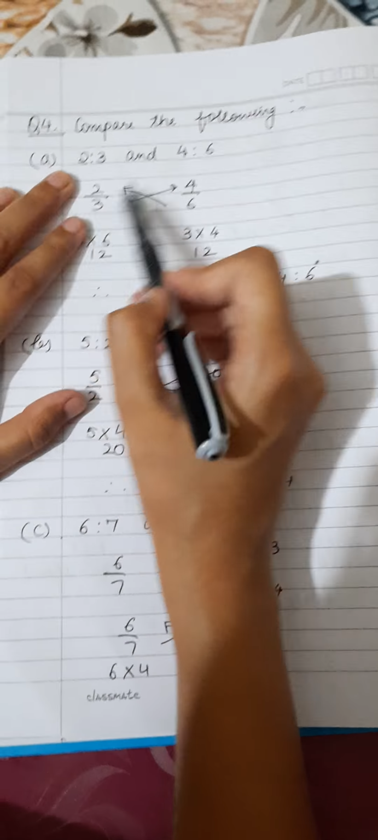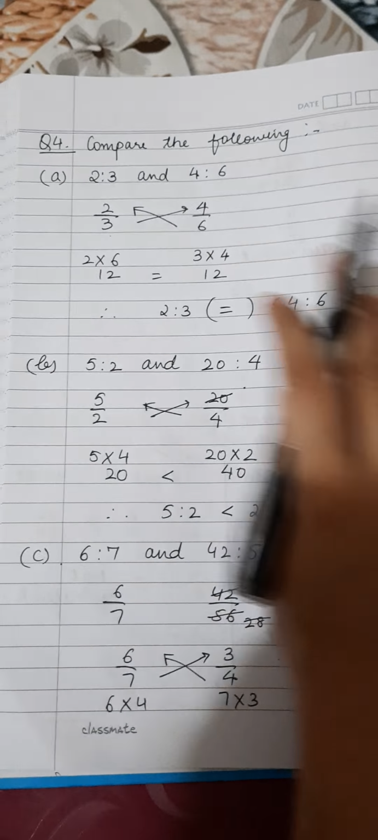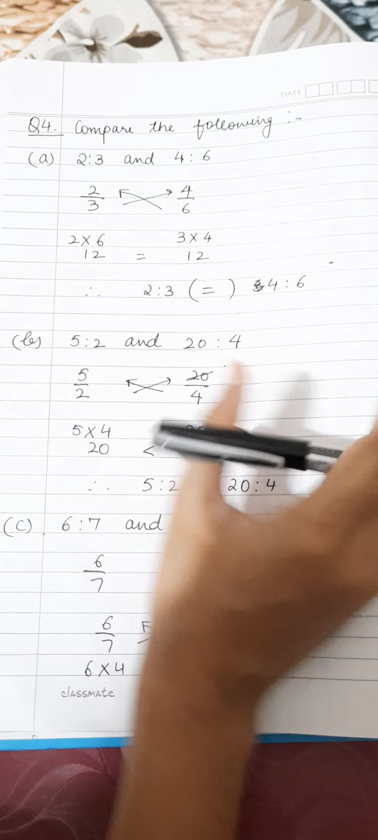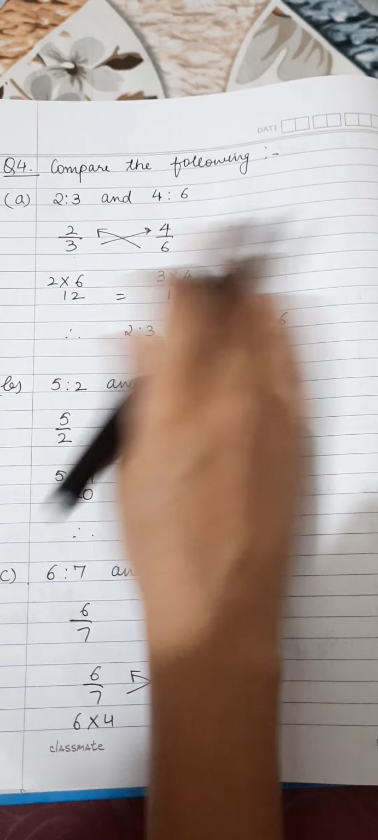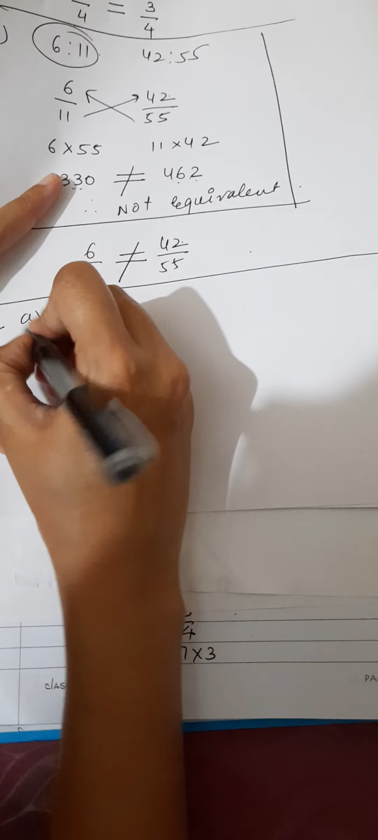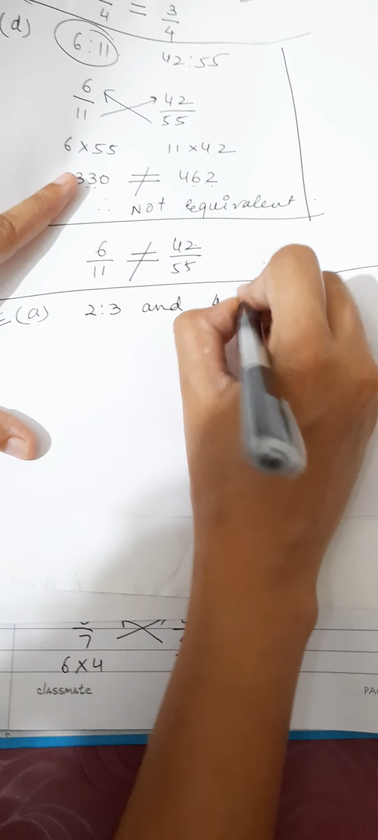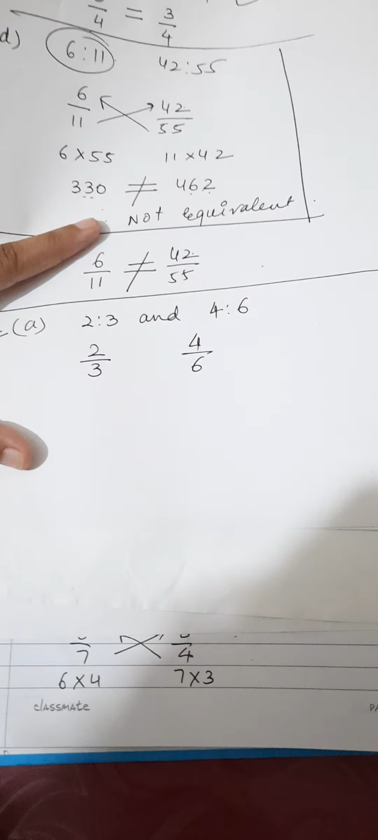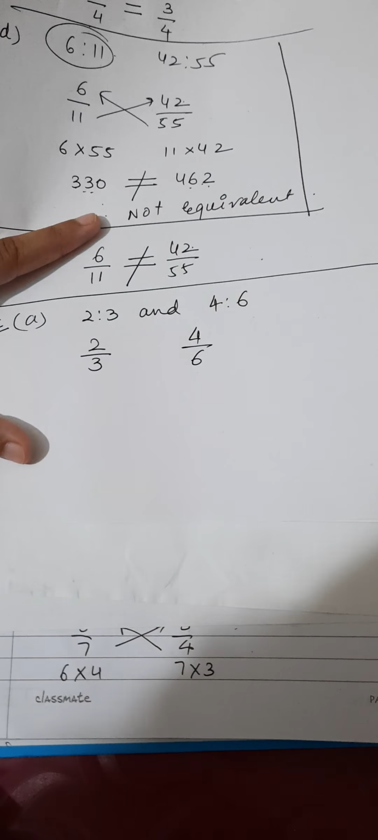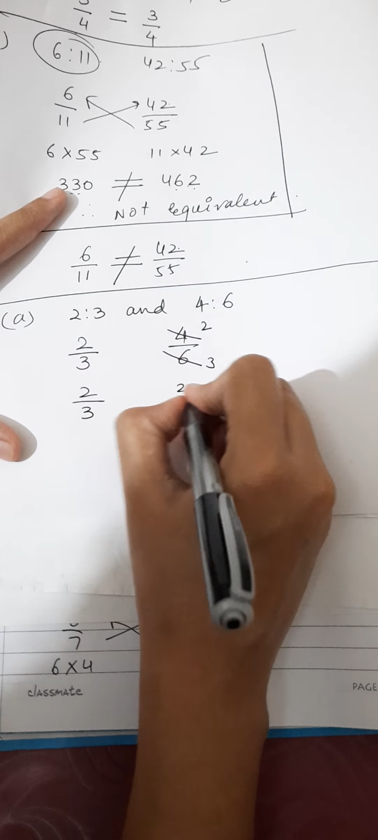2:3, 4:6. Now in this question, you can do it by this method also, cross multiply, or you can first cancel also. Okay, let us do first question, first part. 2:3 and 4:6. These are the questions. 2/3 and this is 4/6. Now 4 and 6 are getting cancelled on the table of 2. 2 2s are 4, 2 3s are 6. 2/3, 2/3.